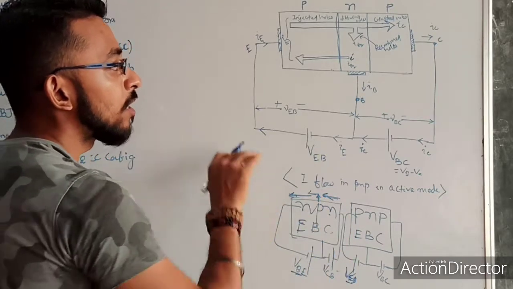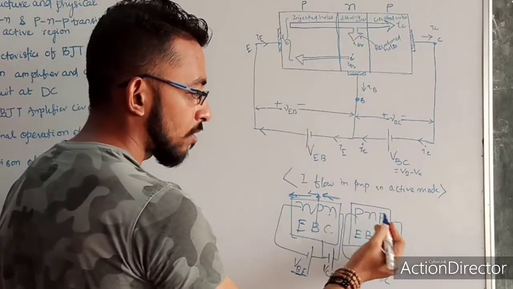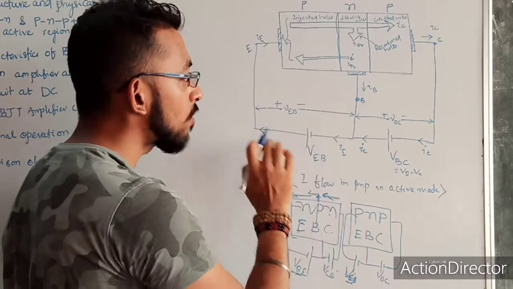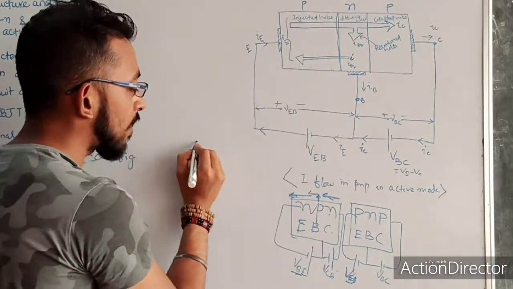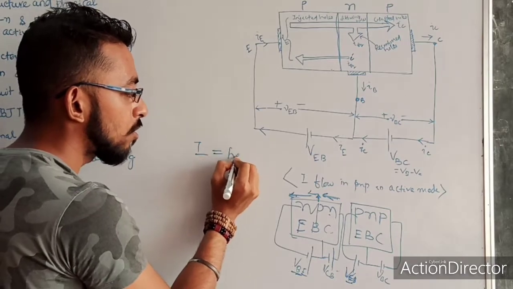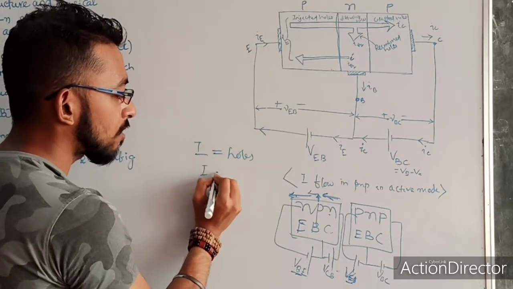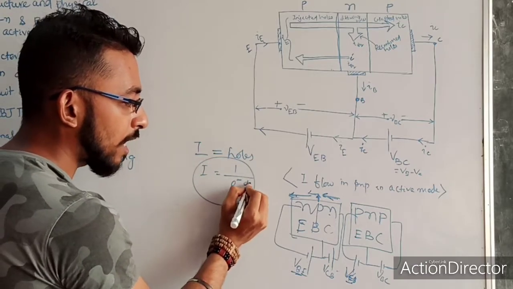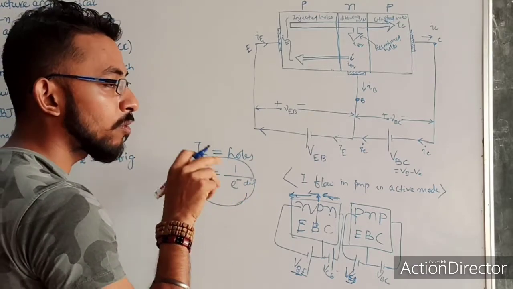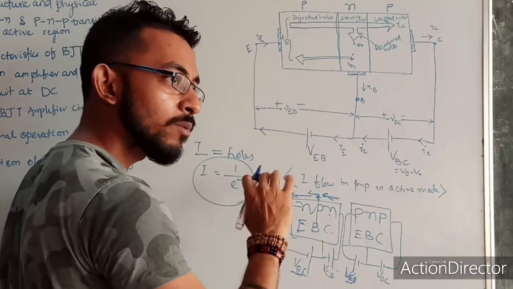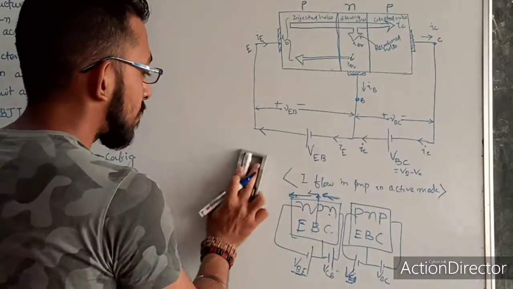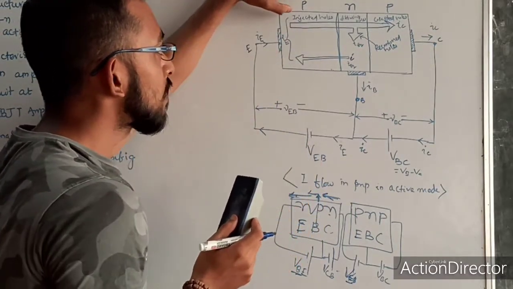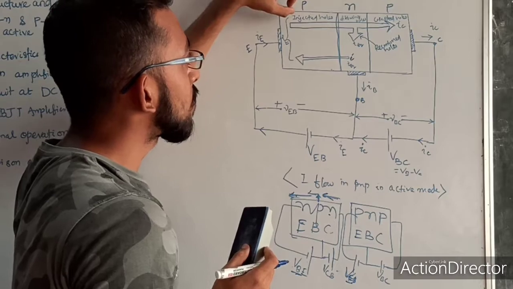Here, what will happen? The current will be in the opposite direction. Why? In NPN, electrons are injected, but in PNP, holes will be injected. We know the current direction is the same as the hole direction, and opposite to the electron direction. Okay, these are the directions. So electrons will move from left to right, meaning current will flow from right to left. Now, what will happen here? What are the injected minority carriers? That is nothing but my holes.